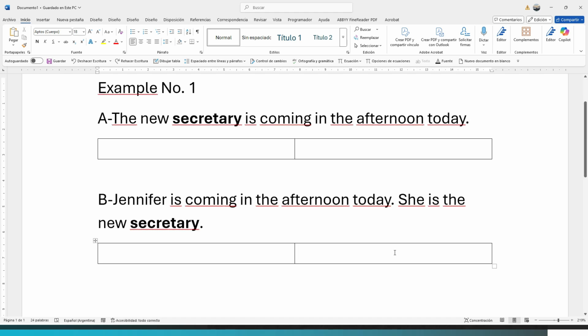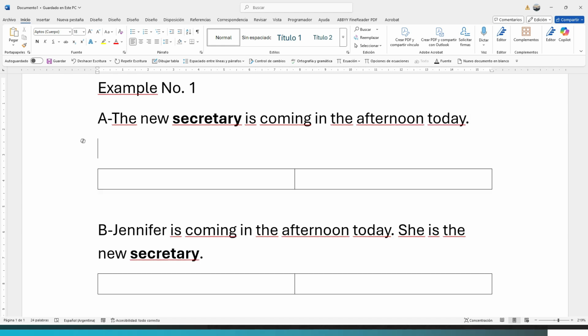Here we have two beautiful options in example number 1, which say 1A, the new secretary is coming in the afternoon today, and 1B, Jennifer is coming in the afternoon today. She's the new secretary. We're going to analyze both sentences from the contrastive point of view regarding gender. So, the first thing to do, y aquí voy a usar el español para ser claro, lo primero que vamos a hacer en todo contrastive análisis es tener la traducción de la oración o de la frase que estamos por analizar.